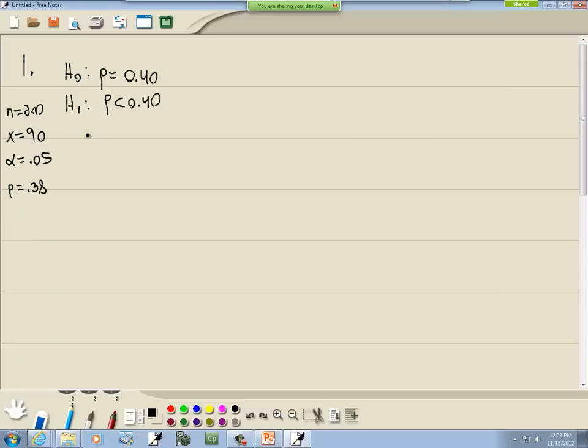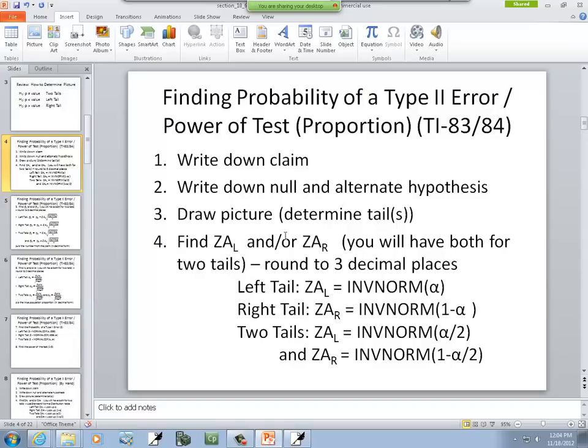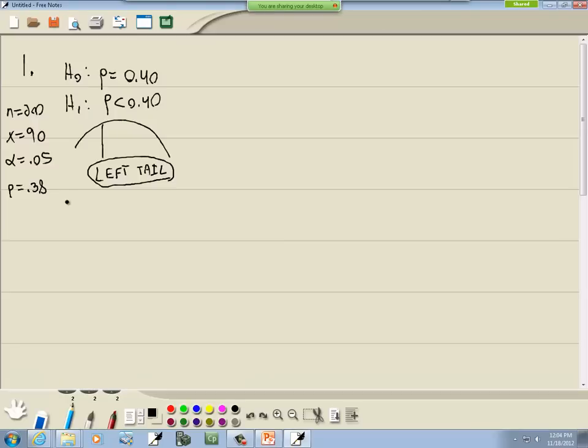You don't necessarily have to draw the picture, but if you want to visually see it. Less than on H1 means we're going to have a left tail. So left tail. Okay. Now it says find Z alpha sub L and/or Z alpha sub R. You'll have both for two tails, and round to 3 decimal places. Well, we said we have a left tail, so we're going to find Z alpha sub L, our first one here. This is step 4.